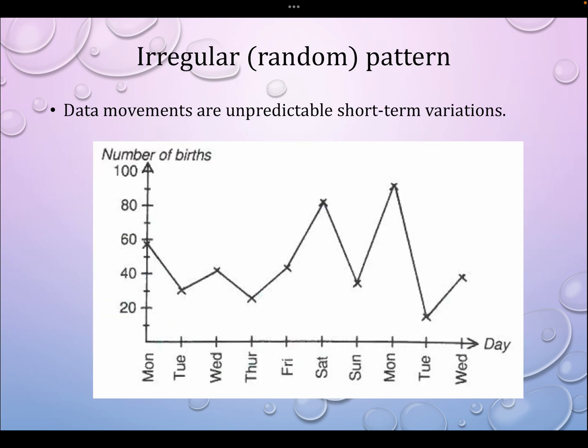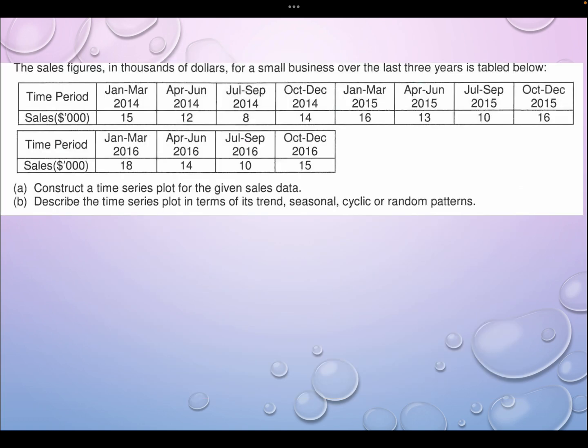Now, irregular or random pattern, the dots or the plots are all over the place. It's unpredictable and is short-term variation. Now, what I would like all of you to do is think about plotting this graph. Pause the video for a while and think about how you could construct this time series graph.